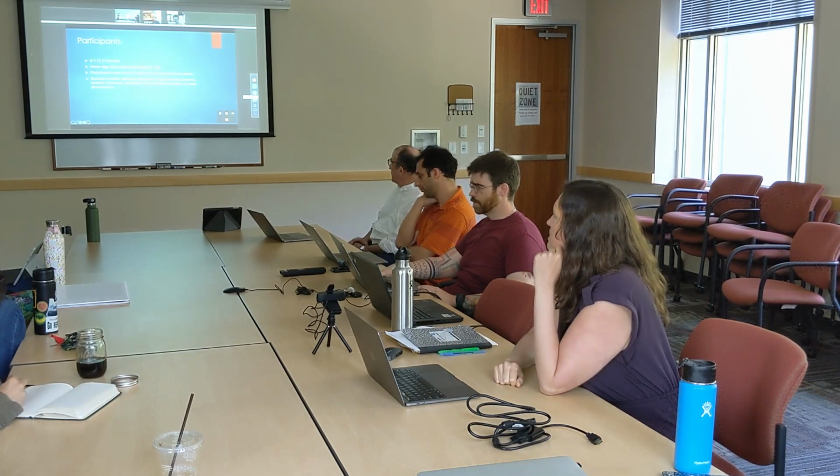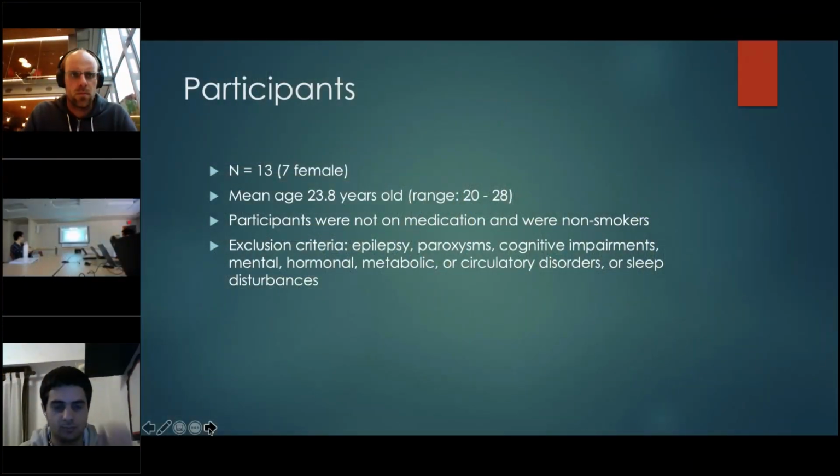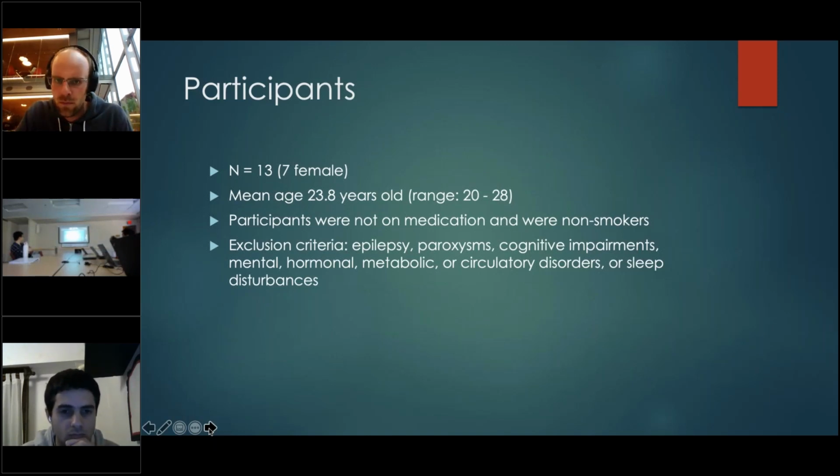So the participants, we had a total of 13, 7 female. The age range was 20 to 28. The participants were not on medication, they were non-smokers, and they were excluded for epilepsy paroxysms, which is some kind of fit that was in the paper, and cognitive impairments and any sort of disorders, mental, hormonal, metabolic, or circulatory, or sleep disturbances. So they're all healthy people.